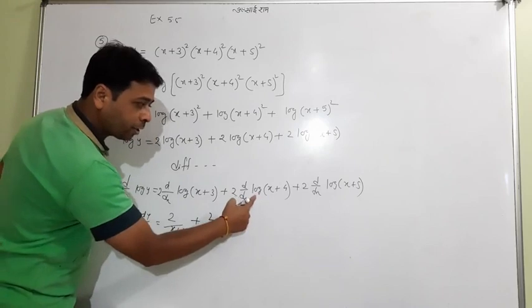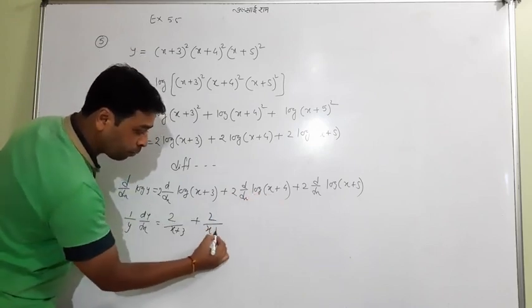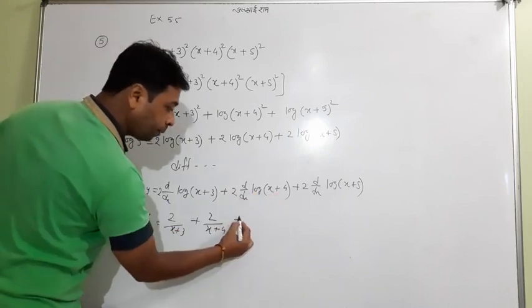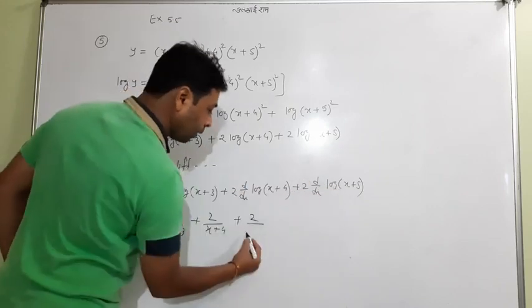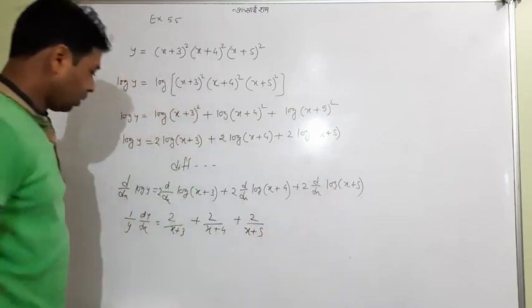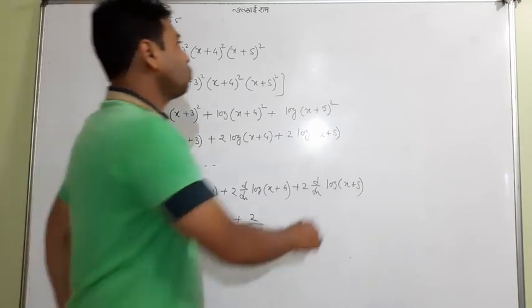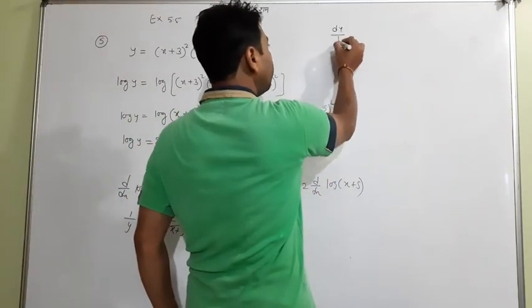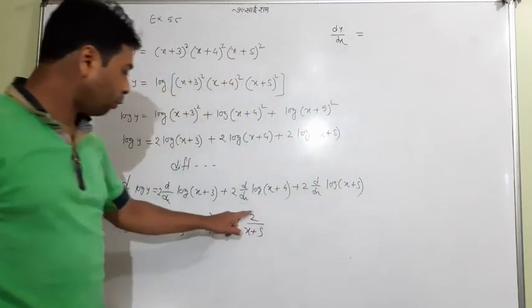Then 2 times d by dx of log (x plus 4) is 1 upon x plus 4, and again the derivative of x plus 4 is 1. Then 2 times this for x plus 5. Definitely. Now what to do next? You just have to do a very formal working. 2 will be taken out common.